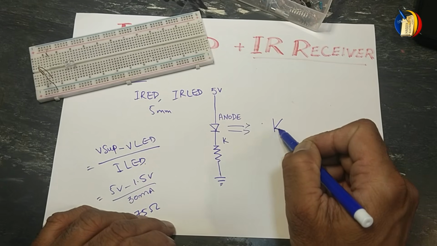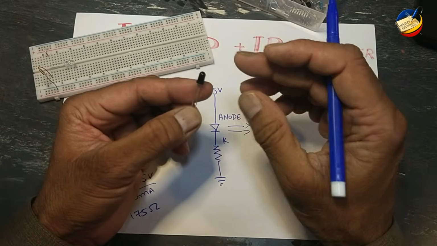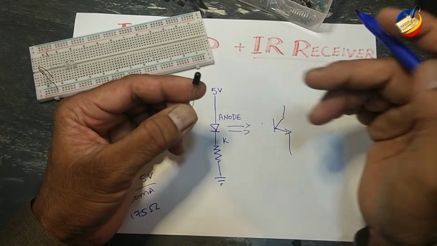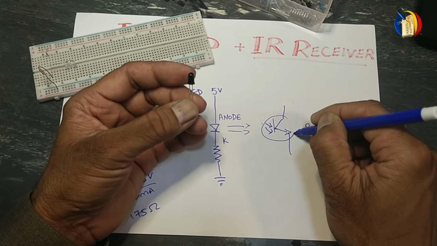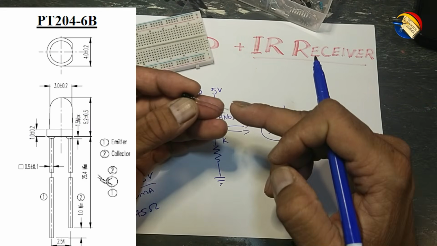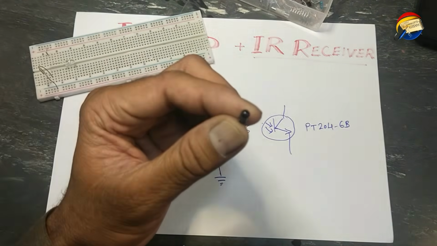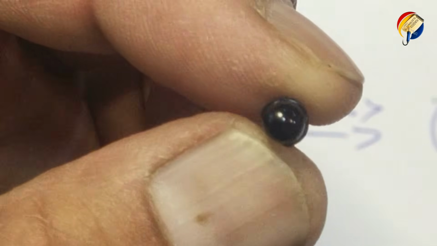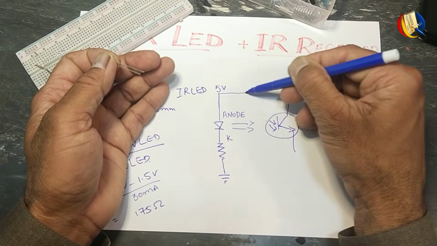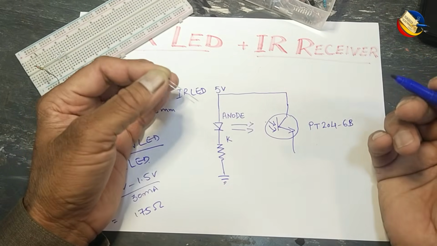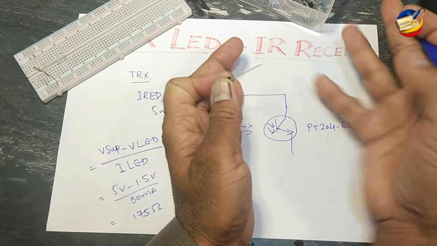I will use a phototransistor. Its part number is PT204-6B. It is a 2-pin component, but its symbol is a transistor. Basically it is a transistor with emitter, collector, and this black lens. There is an optical window here that works as a base. If you are using the same power supply, then we will connect it here. Otherwise, if you want to use a separate power supply, we need an isolated circuit.